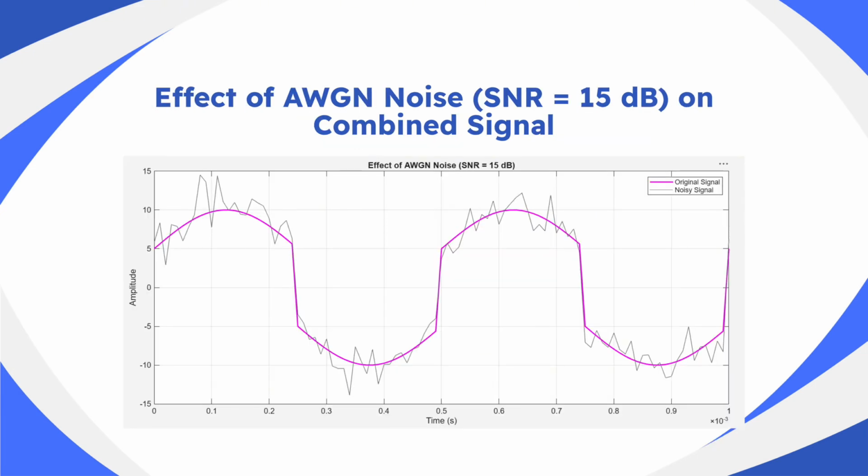Effect of AWGN noise. This graph compares the original signal and the noisy signal. The purple line represents the original signal, while the gray line represents the signal after noise was added. Although the overall waveform shape remains recognizable, random fluctuations are clearly visible. This shows that noise can distort the signal and reduce communication quality. The experiment highlights the importance of maintaining a high SNR in communication systems to ensure reliable signal transmission.